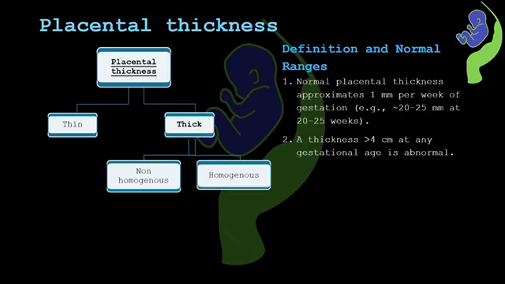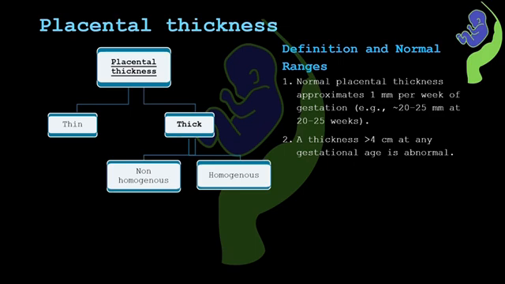Now let's move on to the topic of placental thickness. Under normal conditions, the placenta follows a predictable growth pattern. Its thickness increases in proportion to the gestational age, and as a general rule of thumb, the thickness in millimeters roughly corresponds to the number of weeks of gestation. For example, at 20 to 25 weeks, placental thickness is usually between 20 to 25 millimeters.